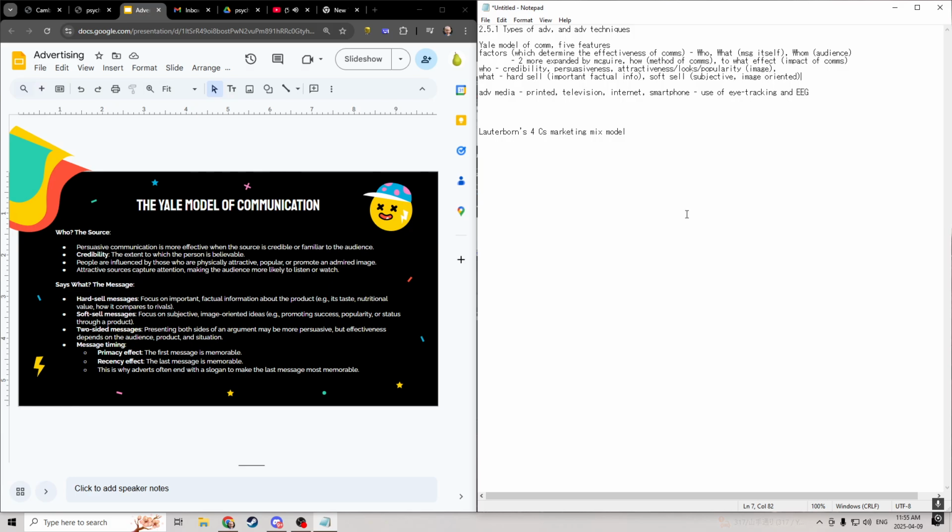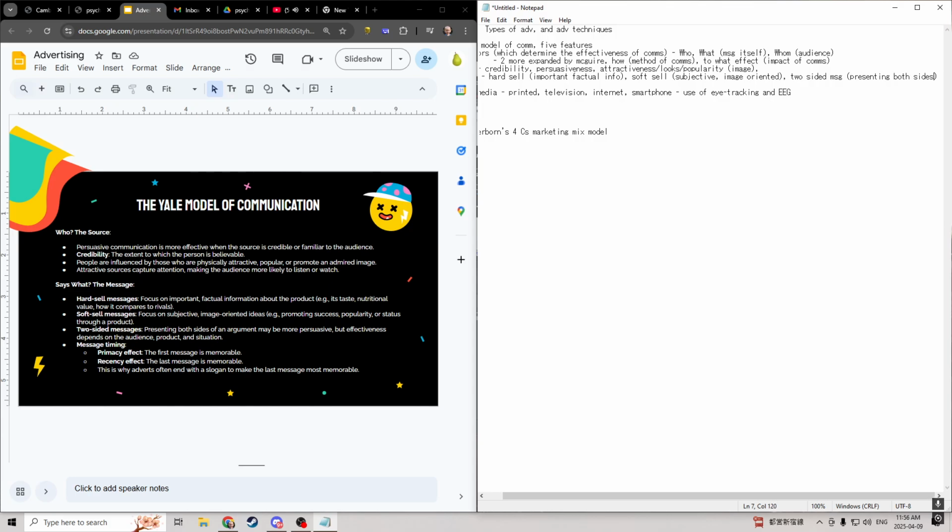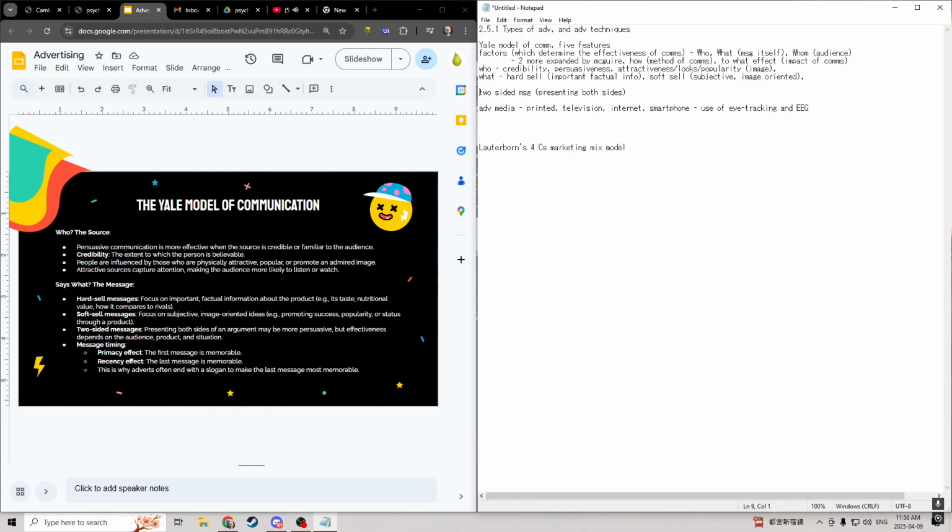Okay. Sorry, lost focus. 2-sided messages: presenting both sides of an argument may be more persuasive, but effectiveness depends on the audience, the problem and the situation. We're just presenting both sides. It's fine. And then also, we'll do this here to keep everything in order. Two-sided message, and last one, message timing.